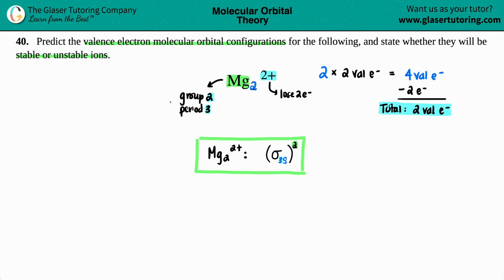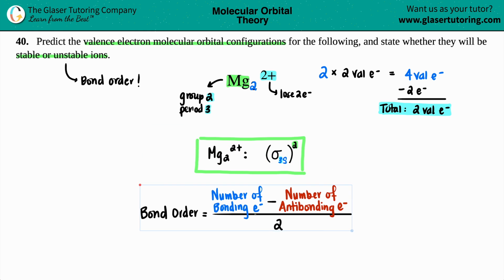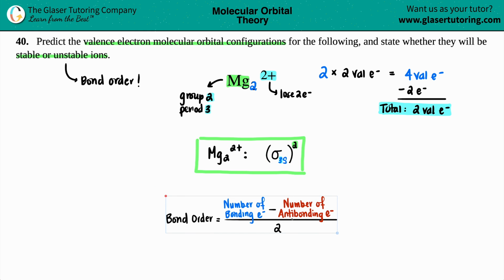Now, we just have to state whether that will be a stable ion or unstable. And this comes from the bond order. So, if they're asking whether you're going to form an actual molecule between 2 magnesiums, you need to know the bond order. And the bond order will specifically tell you what type of bond will be made between the 2 magnesiums. And the formula for a bond order is this right here. It's pretty simple. Bond order just equals your total number of bonding electrons minus the total number of antibonding electrons, and that's divided by 2.